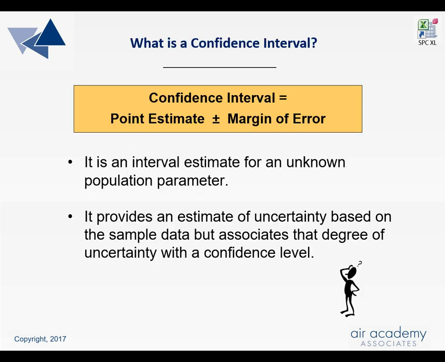To reiterate what a confidence interval is, it is simply a point estimate that's obtained from sample data, and we add and subtract what is called a margin of error to get an interval estimate. This interval estimate is for an unknown population parameter. It provides an estimate of uncertainty based on the sample data, but associates that degree of uncertainty with a confidence level specified by the user or the practitioner.